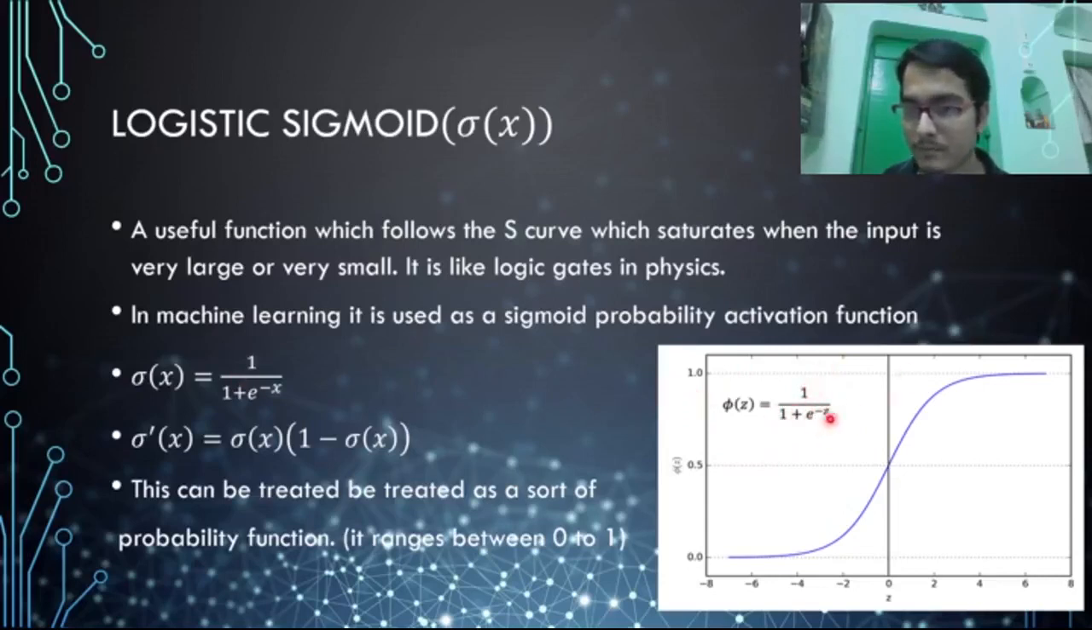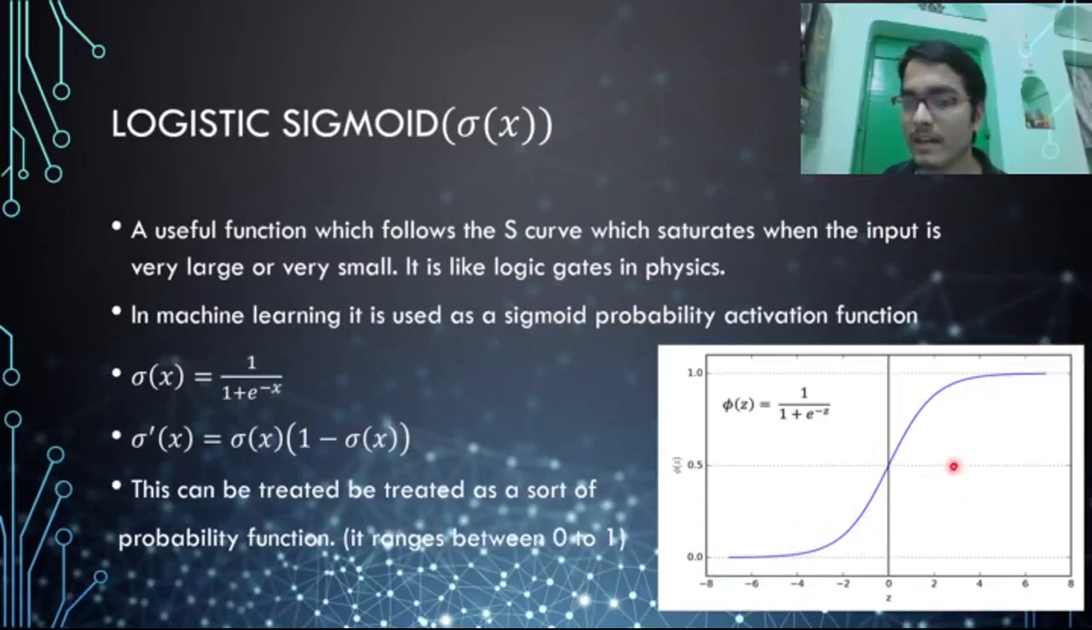If you tend this z to infinity, what will happen? It will tend to 1, and if you tend this to 0, it will be 0.5. If you tend this to minus infinity, it will be 0. So it saturates when the value is large. It works like the logic gate in physics. We can say that it is an on or off condition.